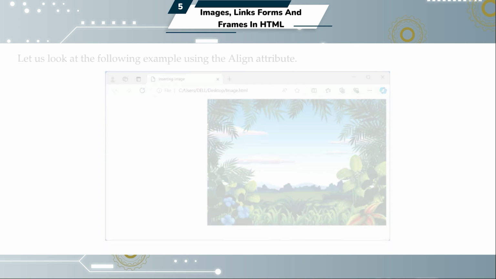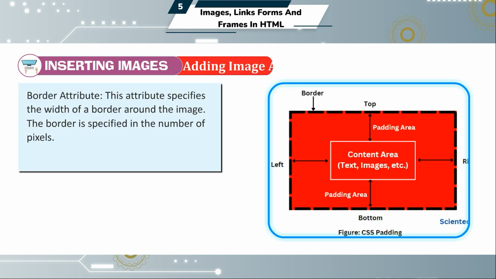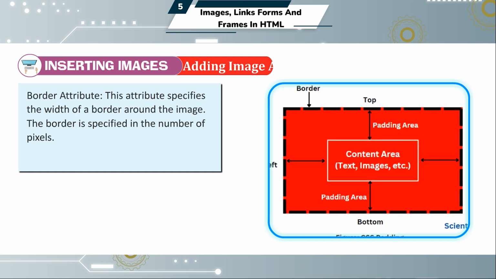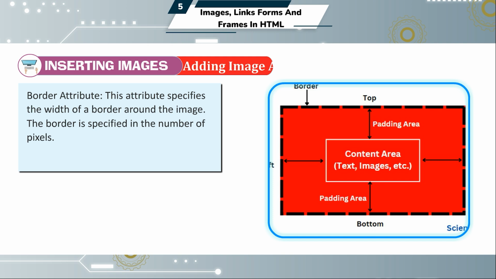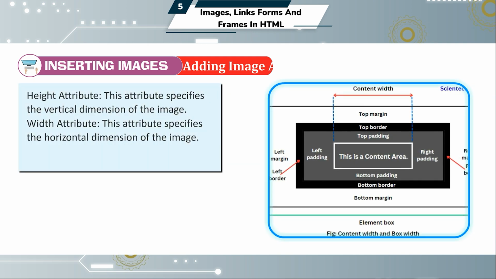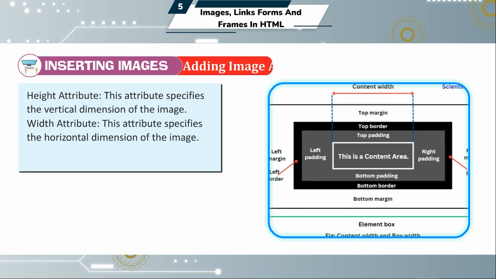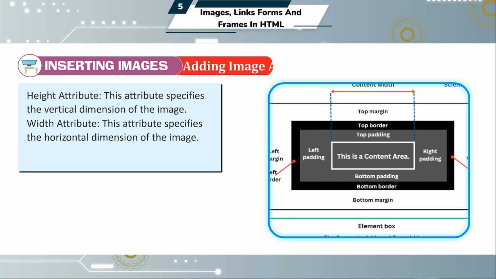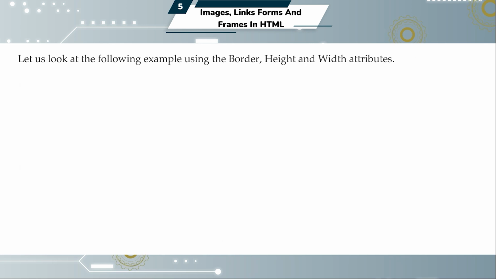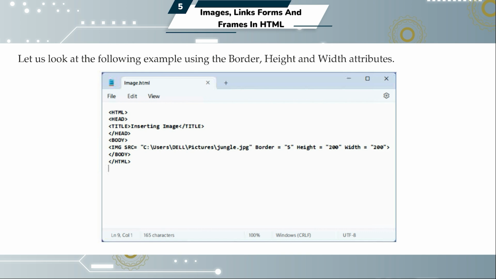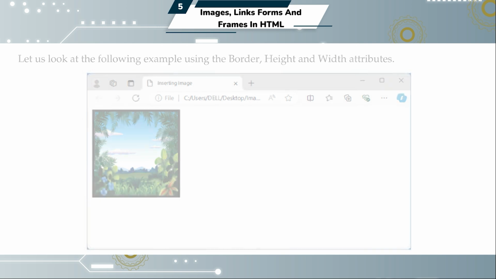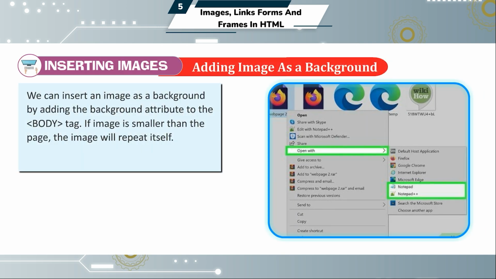Code, output. Border attribute. This attribute specifies the width of a border around the image. The border is specified in the number of pixels. Height attribute. This attribute specifies the vertical dimension of the image. Width attribute. This attribute specifies the horizontal dimension of the image. Let us look at the following example using the border, height, and width attributes. Code, output. Adding image as a background.